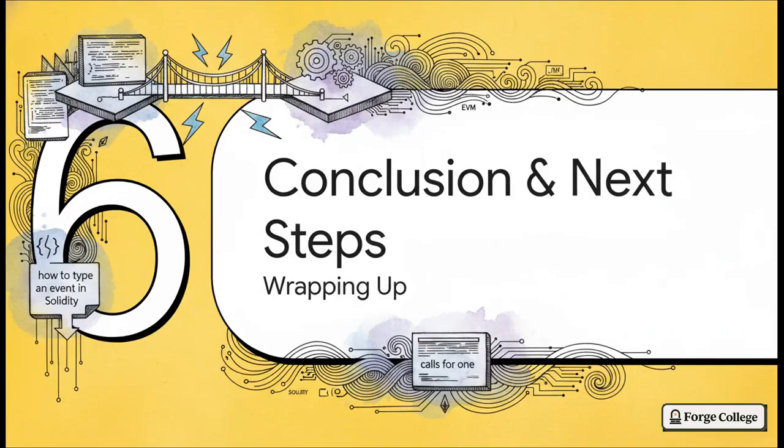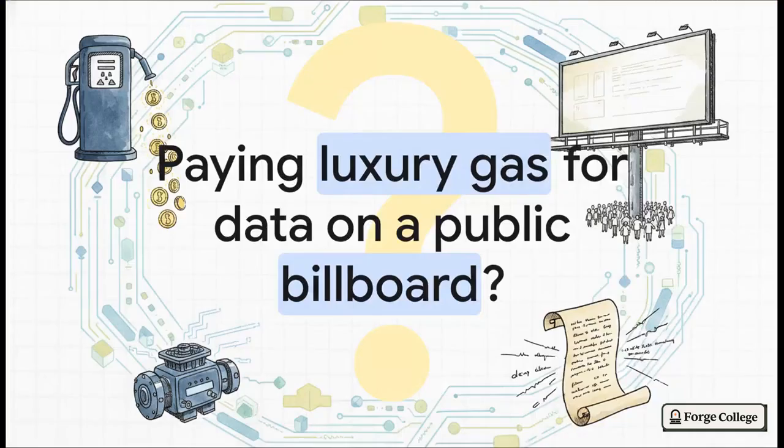Which brings us to Section 6, Conclusion and Next Steps, Wrapping Up. All right, you have officially bridged the gap between knowing how to type out an event and knowing precisely when your smart contract architecture actually calls for one. As we wrap up this explainer on Introduction to Events in Solidity, I want you to take a hard look at your current code and ask yourself this: are you paying luxury gas prices for data that really just belongs on a public billboard? Something to think about.